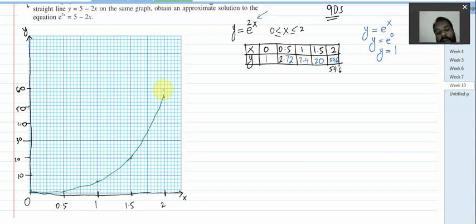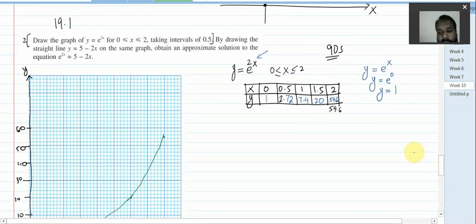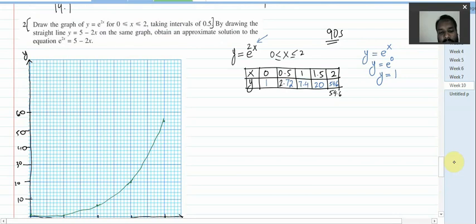Alright, so once you have drawn the graph, after this part it says by drawing... I hope that you have drawn it, and if you need some time, I will give you 1 minute to construct the graph here, and then I will start with the next one. So start.